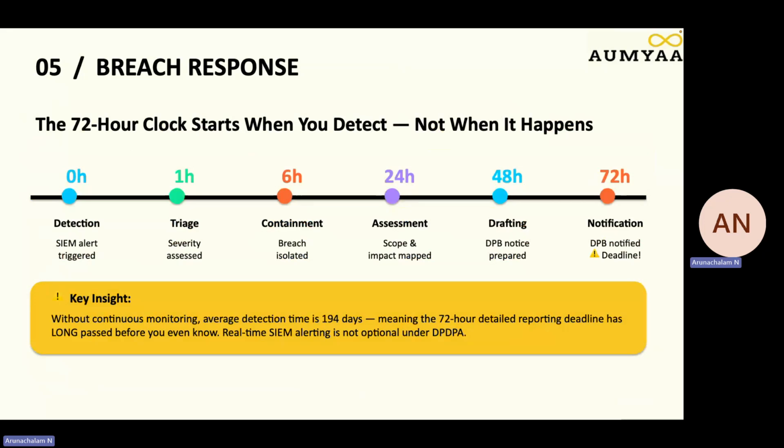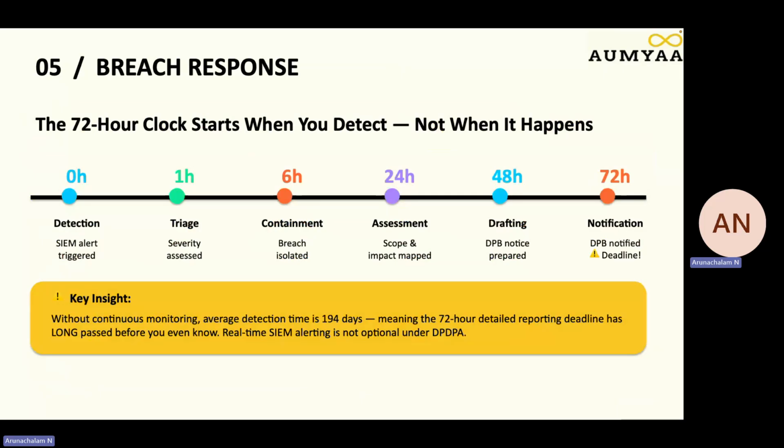This is the timeline that should be on the wall of every SOC. Read the title again. The clock starts at detection, not at the moment the breach actually occurred. That distinction is exactly why the 194 days statistic from earlier is so dangerous. Every one of those days is time the breach existed before your 72-hour clock even started ticking.